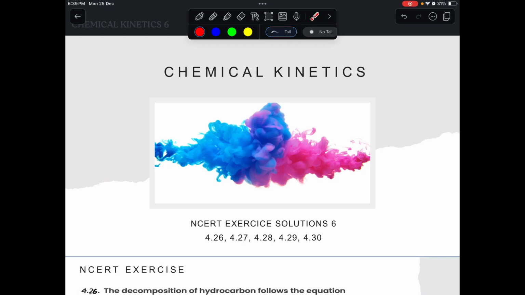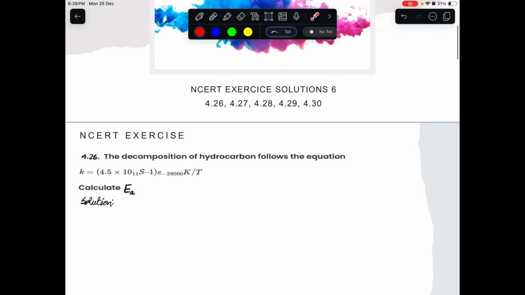Exercise solution for chemical kinetics, and today we'll be doing question number 4.26 to 4.30. In 4.26 they have given decomposition of hydrocarbon, and for this decomposition they have given an equation for rate constant, and we have to calculate energy of activation. So we'll write down this equation, that is the equation given to us.